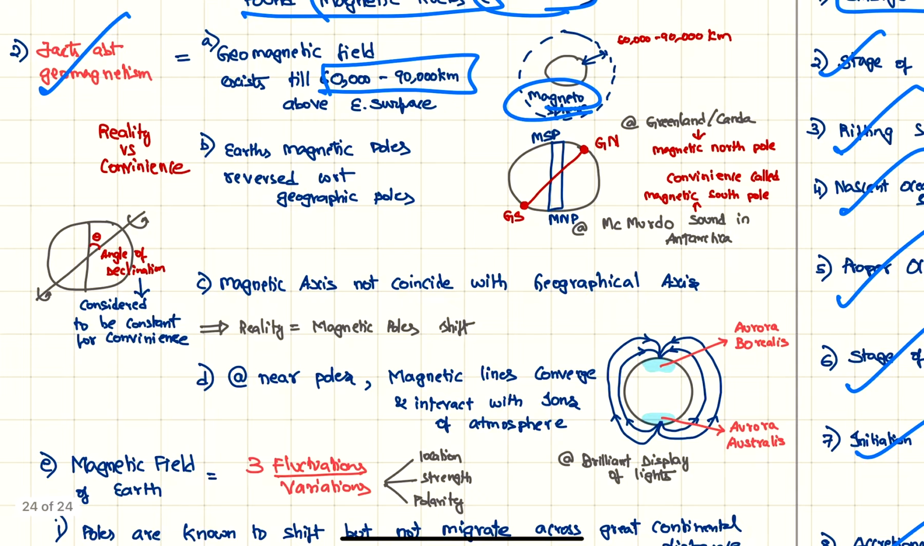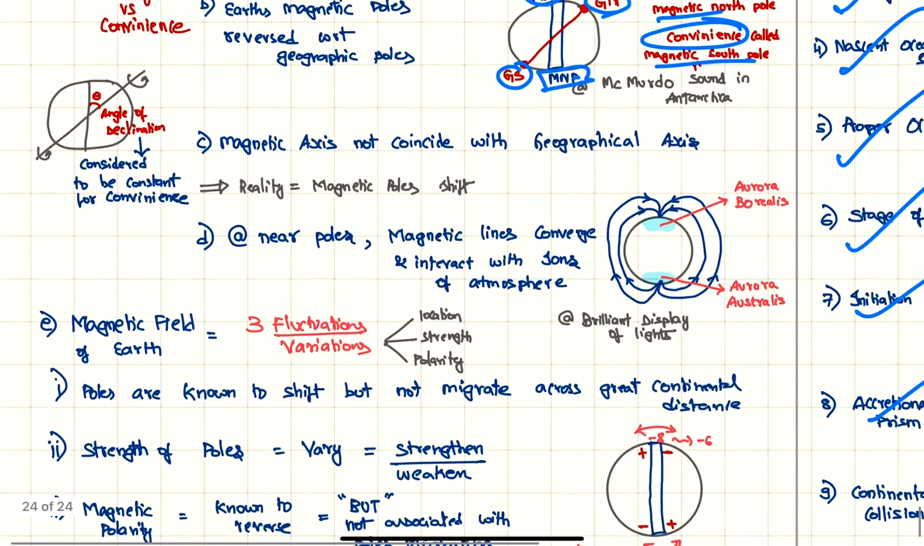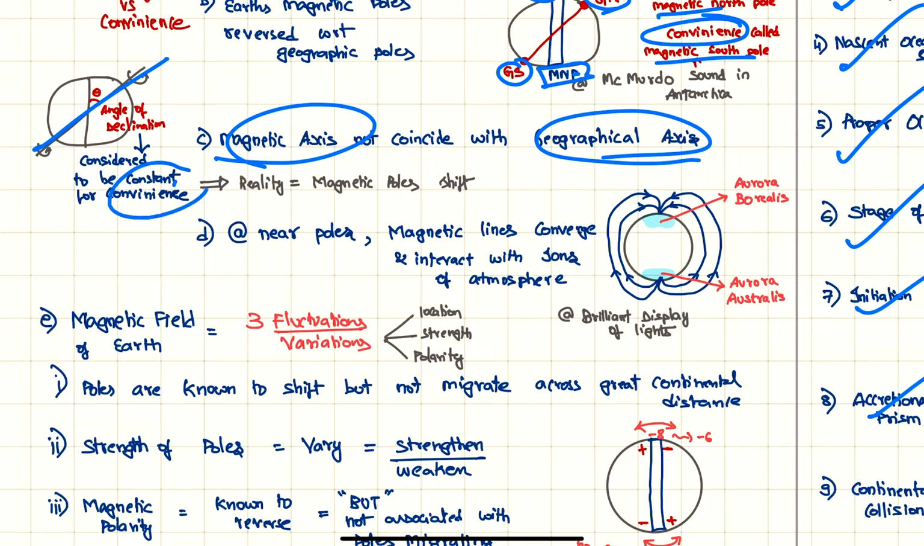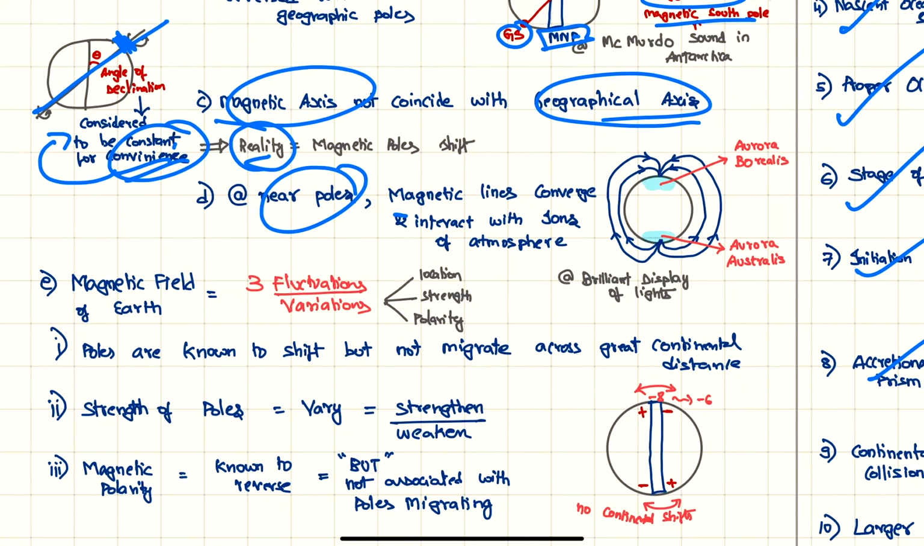Second, the magnetic south pole is near the geographic north, and near the geographic south we have the magnetic north pole. But for convenience's sake, we call them magnetic north and magnetic south in the reverse order. Next, we have the angle of declination, which is the angle made by the magnetic axis with the geographical axis. This varies. It is not constant in reality, but we consider it constant for our convenience because the poles keep shifting here and there.